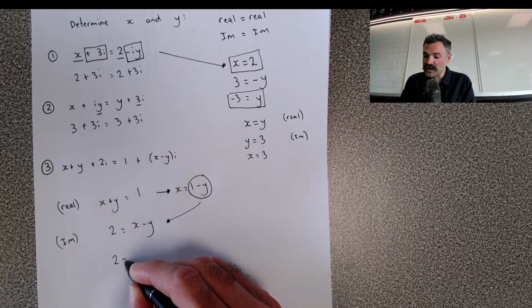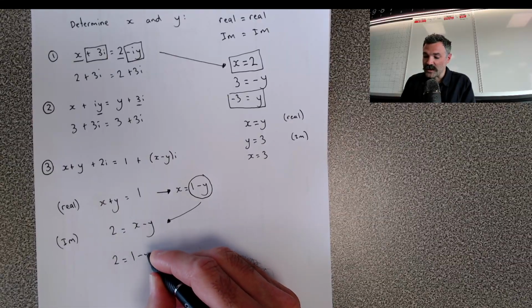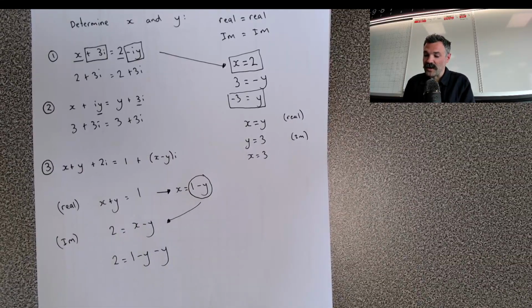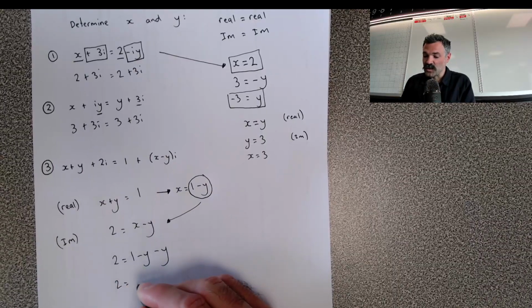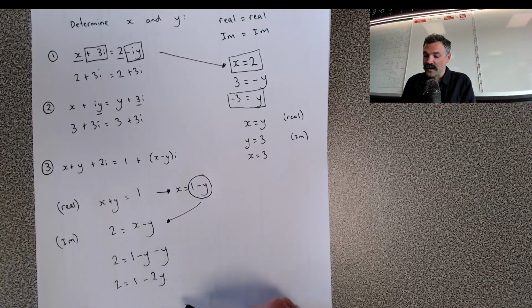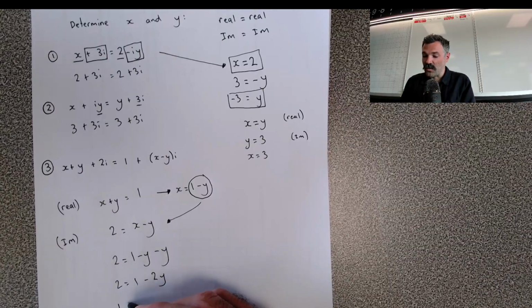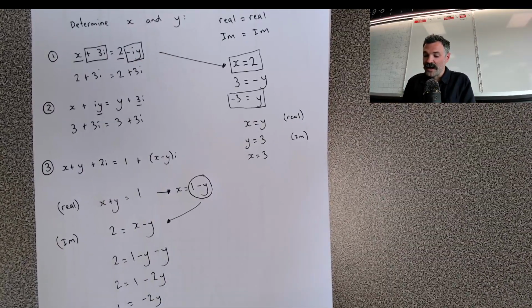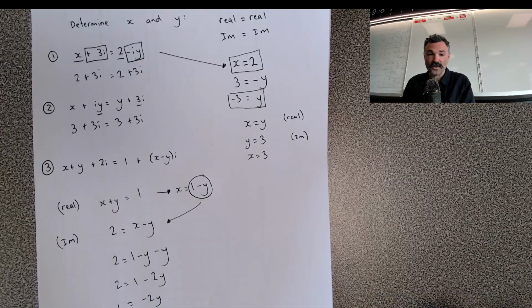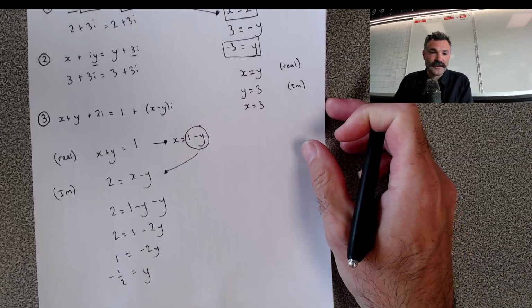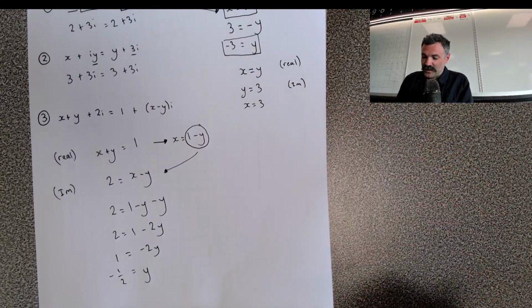I end up with 2 is equal to x. Well, x is 1 minus y, and there's minus another y. So I've changed that x to be 1 minus y. I still have this minus y. That is now 2 is equal to 1 minus 2y. I'm going to subtract the 1 over here and get 1 is equal to negative 2y. I'm going to divide by negative 2 and get y is equal to negative a half, or 1 divided by negative 2. Great.